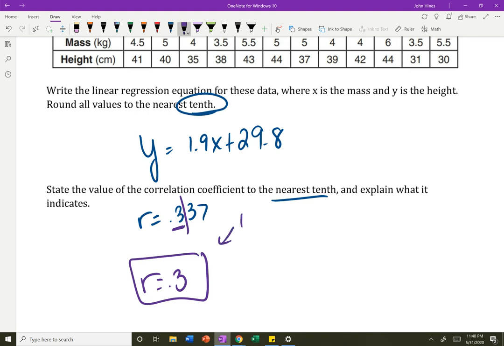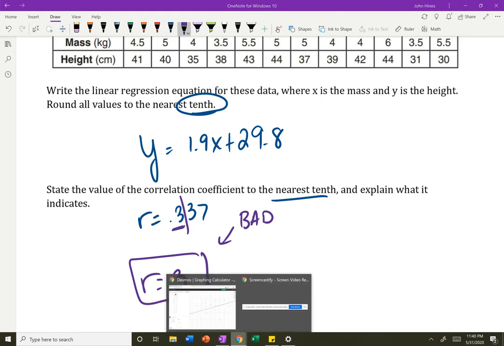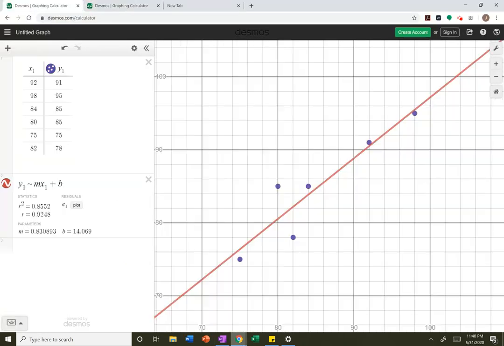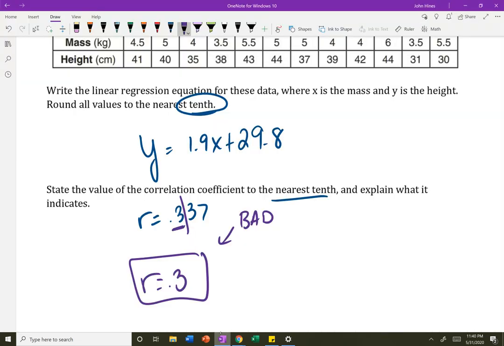This is a bad R value, which we expected because look at this scatter plot. The data is not tightly packed to the line like it is here. So this is a bad R value. This tells us there is a weak association. There's a weak positive correlation between, what? Mass and height.